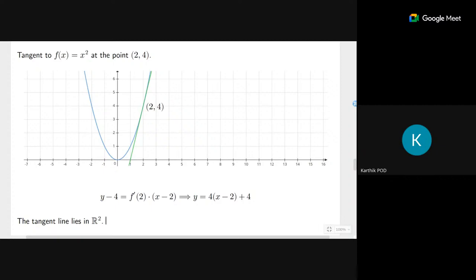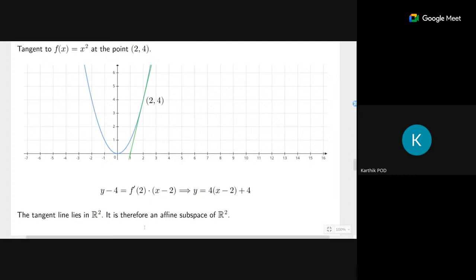So it is therefore a subspace of R2. Okay, what kind of a subspace? Affine subspace, right? So this is an affine subspace of R2. This is going to help us move from this equation of a line in this form to the vector form.